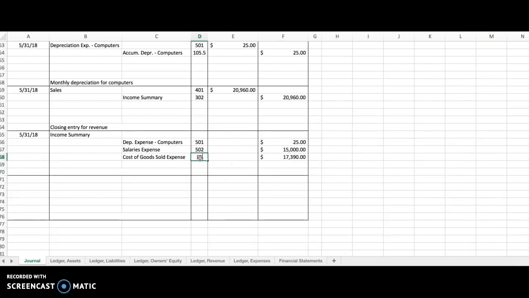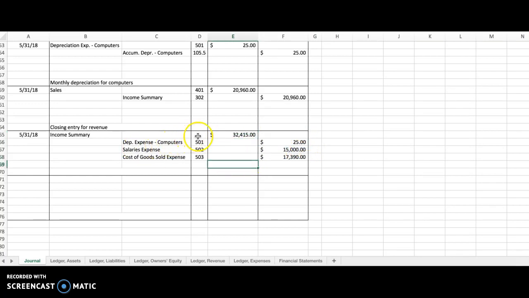There we go, 503. So these three expenses, and a business may have many more, but this company has three, all had debit balances. To close, to make them have zero balances, we need to credit each of them by their balances. And when I add up those three, I have to have a corresponding debit that equals that. And that comes to $32,415.